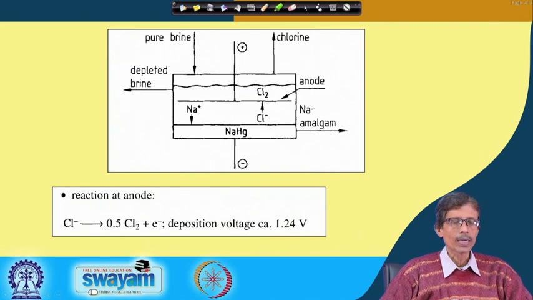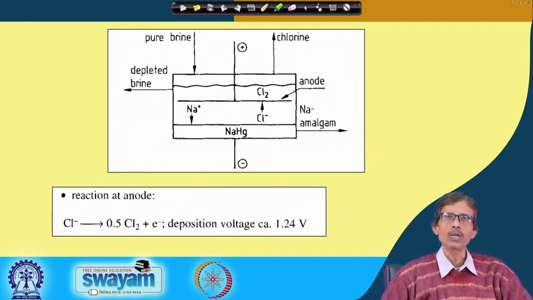So, let us consider what is happening at the anode, the reaction basically for the production of chlorine. So, 2Cl minus will produce 1 Cl2, or half of a Cl2 molecule, with electron release, at a deposition voltage of 1.24 volt.